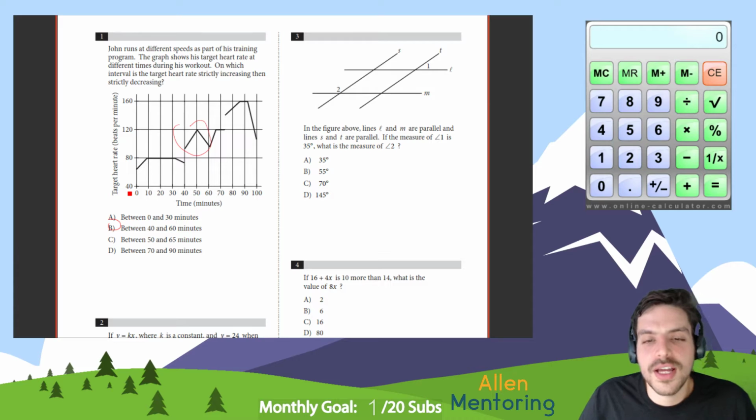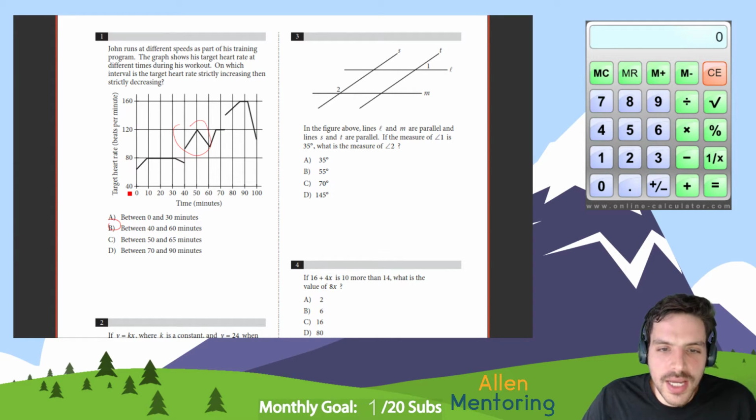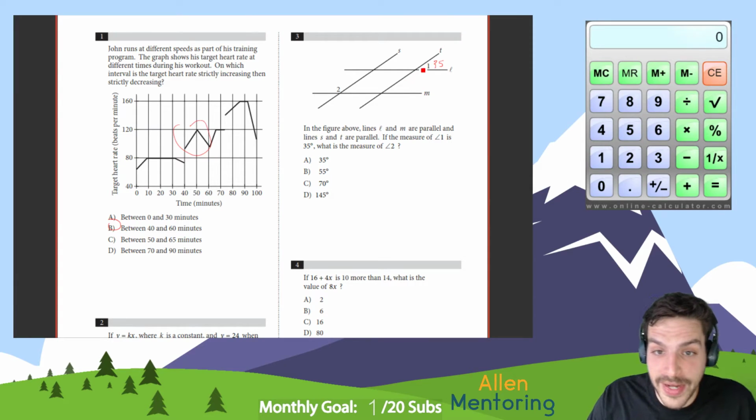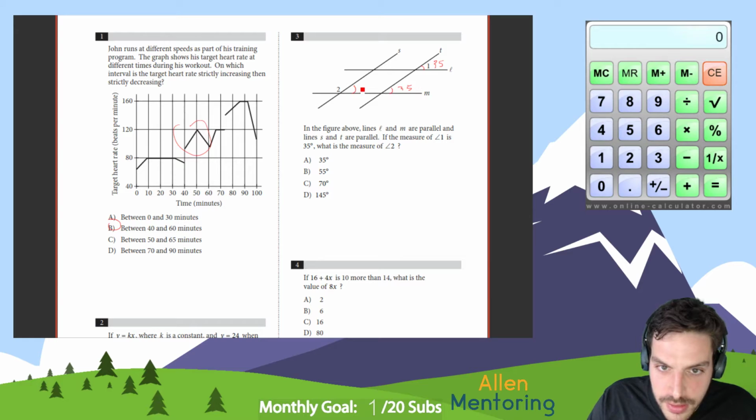In the figure above, lines L and M are parallel, and lines S and T are parallel. If the measure of angle 1 is 35 degrees, what is the measure of angle 2? So 1 is 35 degrees. Okay, and so we know that corresponding angles, which means that this angle and this angle are the same. So it's going to be 35. And then S and T are also parallel, so we also have corresponding, this is 35. This corresponded to this corresponded to that.